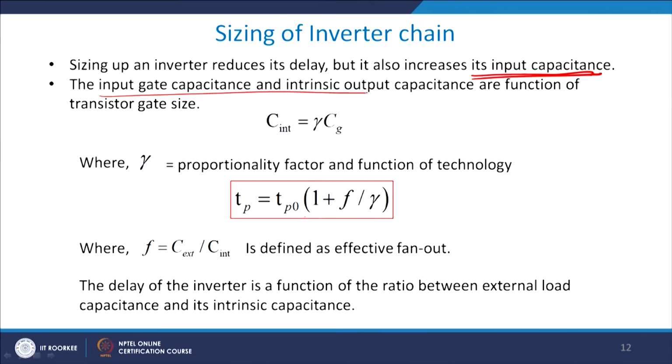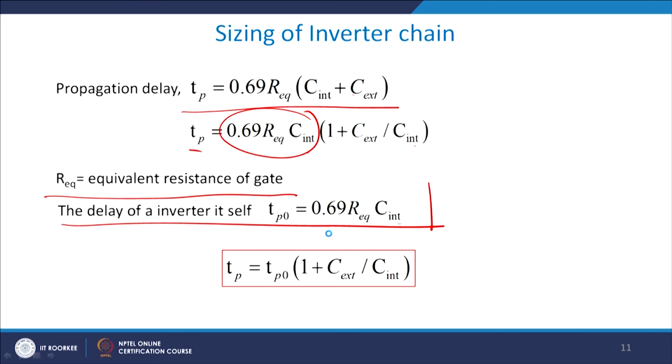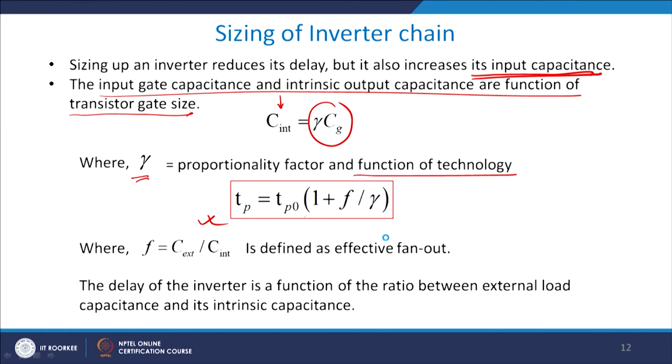Now, the input gate capacitance and intrinsic output capacitance are obviously functions of gate size. So I say that C intrinsic is gamma times CG, where gamma is a proportionality factor depending on the technology. Therefore, I can safely write Tp equals Tp0 times (1 plus f by gamma). What is f? f is C external by C internal, or C external divided by gamma CG. Which means the delay of an inverter is a function of the external load and its intrinsic capacitance.